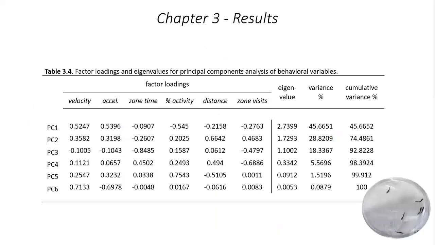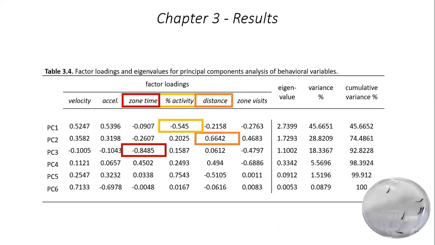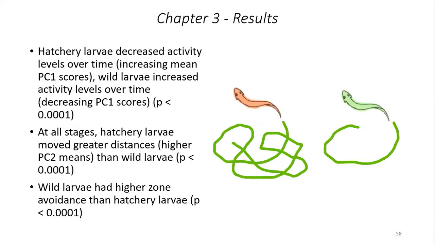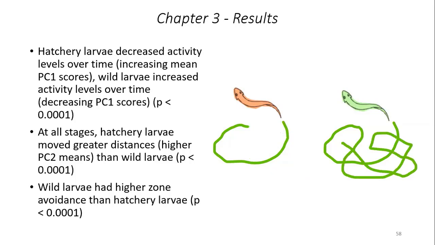And here are the behavior results from the PCA. PC1 was primarily informed by percent activity, PC2 was informed by distance, and PC3 was informed by zone time. And here's a summary of what I saw with those. So hatchery larvae decreased their activity levels over time at each stage, and wild larvae increased their activity levels over time. So they had the opposite direction of change.